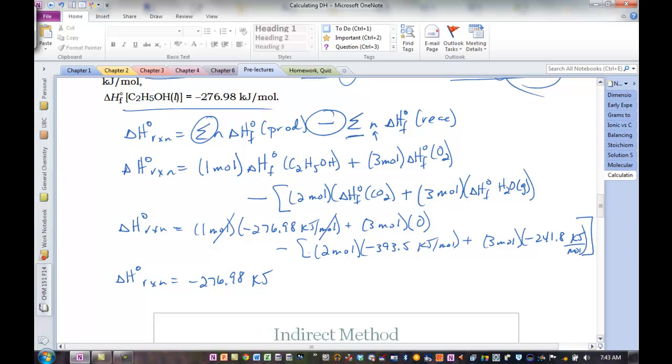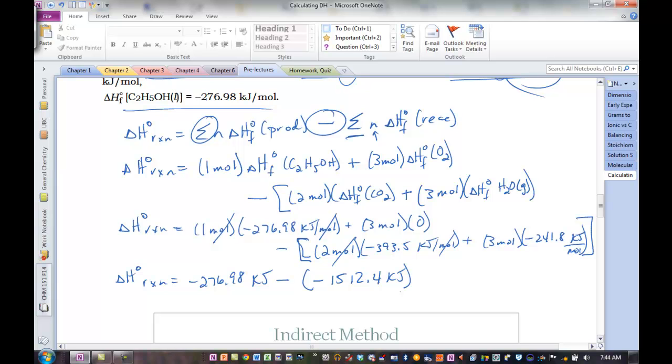And then we have the 2 moles, then we're going to do this sum, and subtract this sum. So 2 moles times negative 393.5, and then we're going to add to that 3 moles times negative 241.8. And I get for this sum here negative 1512.4 kilojoules. Again, moles will cancel.